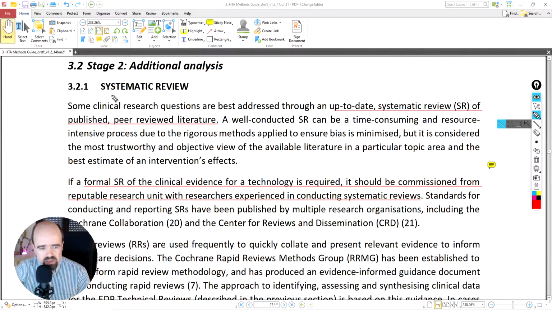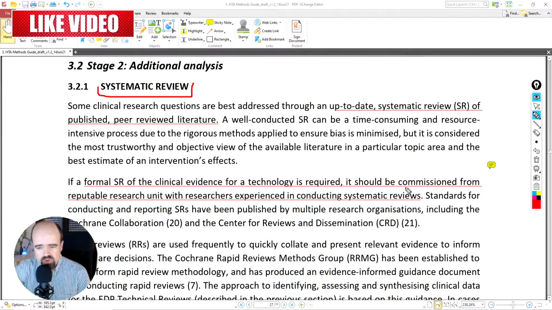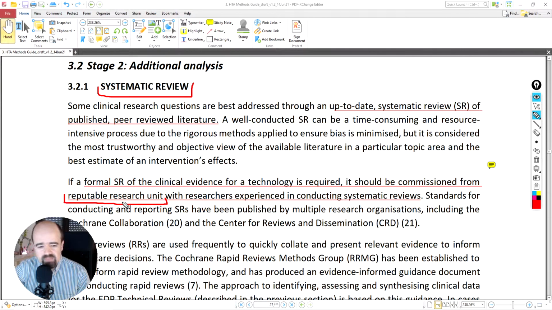So for example, under the section of systematic review, if a formal systematic review of the clinical evidence for the technology is required, it should be commissioned from a reputable research unit with researchers experienced in conducting systematic reviews. Now, the document doesn't provide us any clues on what a reputable research unit is. Is it referring to academic institutions in South Africa? If so, I think that should be explicitly stated where the capacity currently is to be able to do that.